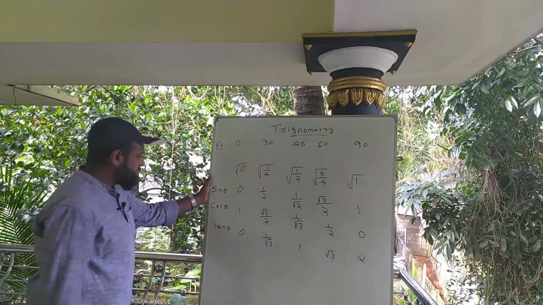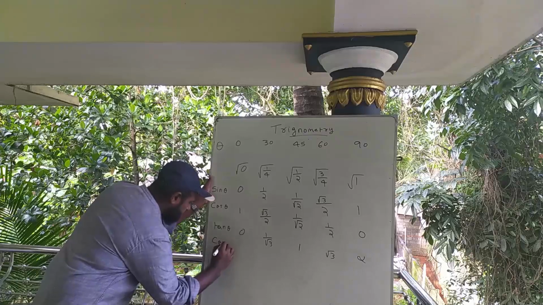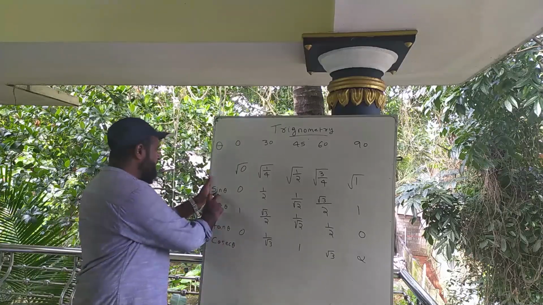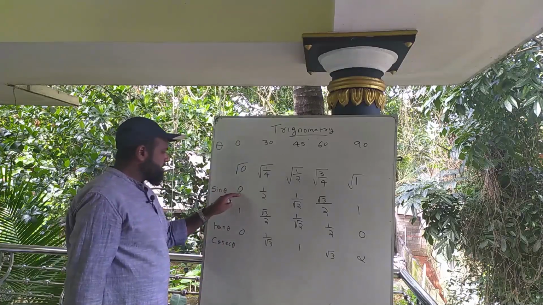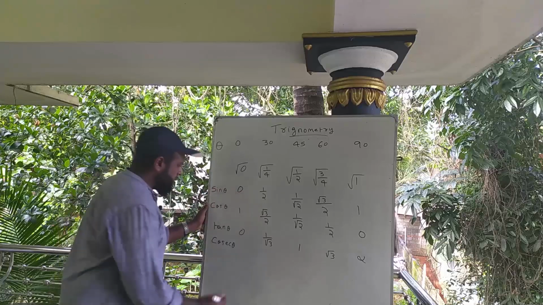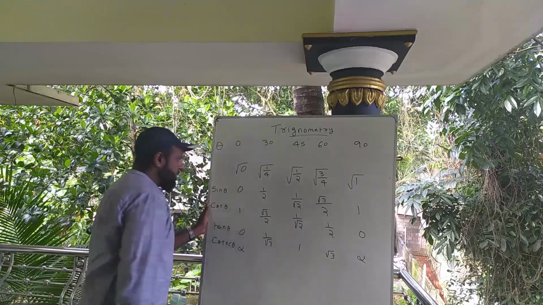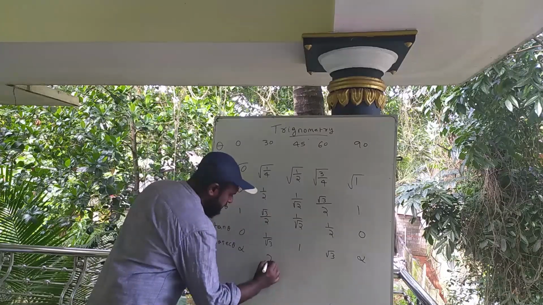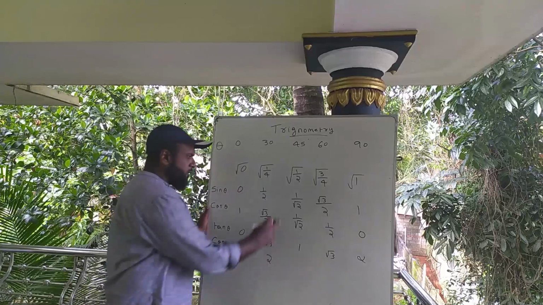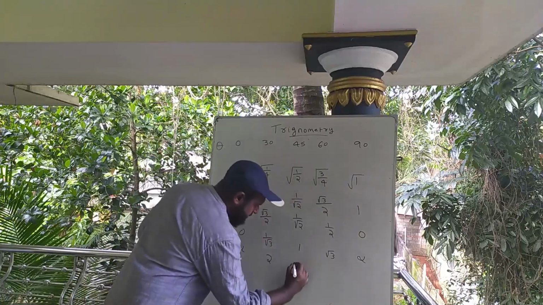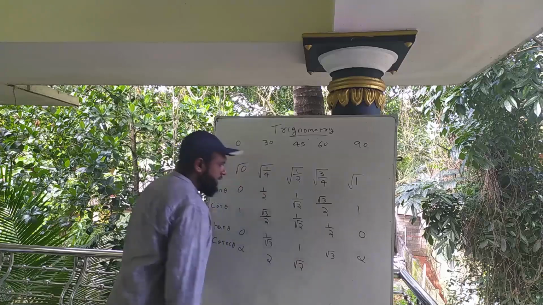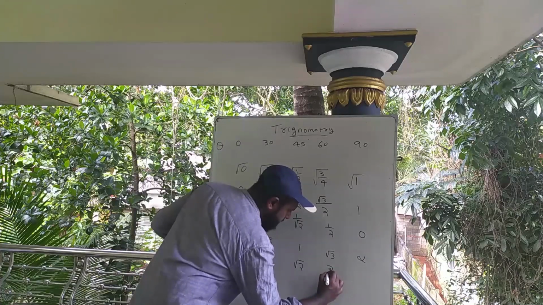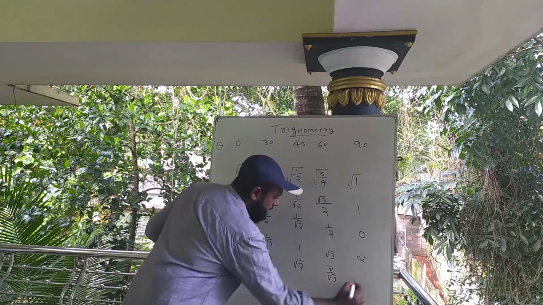Then we can learn what is cosec theta. Cosec theta is nothing but 1 by sin theta. First one equal to 1 by 0, it is not defined. Next, 1 by 1 by 2 equal to 2. Next, reciprocal of 1 by root 2, that is root 2. Next, reciprocal of root 3 by 2 equal to 2 by root 3. Next, 1.